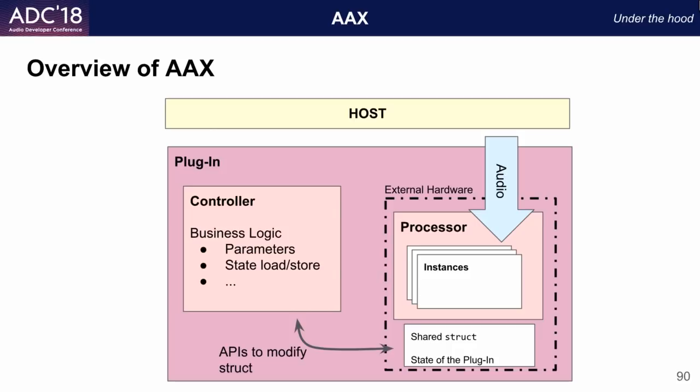But because plugins in Pro Tools could always run on external hardware, they had this separation of the processor and the business logic baked into it, very, very deeply. They have to share data, and it's a bit cumbersome in AAX. You have this shared struct that the processor can access directly, but the controller can only access this struct with an API describing the struct and changing things in the struct. Like I said, I don't want to go into too much detail on that.